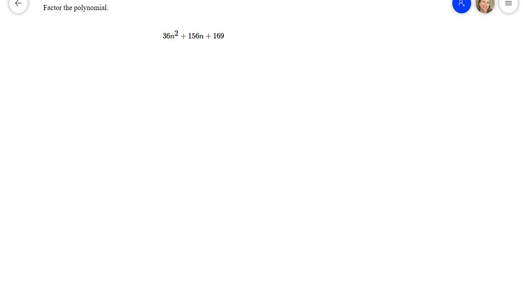This one wants you to factor the polynomial. And when I first look at it, I'm like, hey, this is one of those that's in the form of ax squared plus bx plus c. And I'm thinking to myself, okay, I'm going to have to use the AC method where I multiply the a and the c. But then I look at them and I'm like, I've got to multiply 36 times 169? Where is my calculator? I can't do that in my head. And that means it's going to be really big.